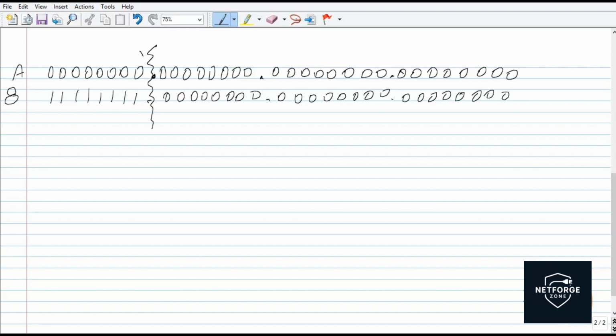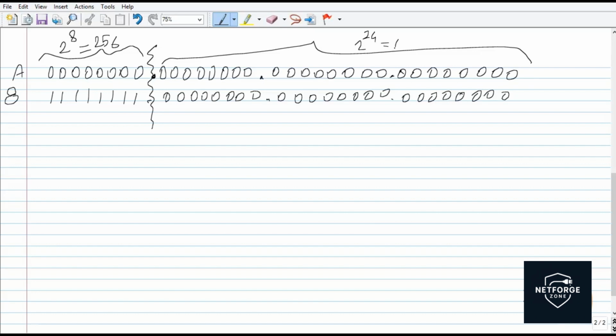That means again that I can have 2 to the power of 8 different sections. That means 256 sections. And again, I can have 2 to the power of 24 hosts. That's going to be about 16,777,216.